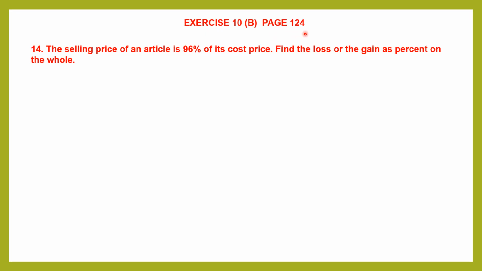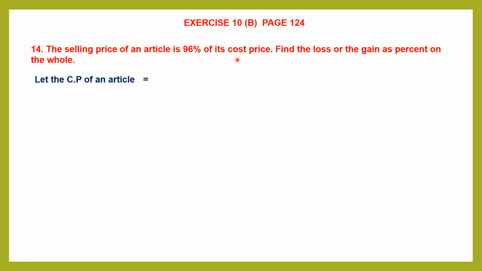Page number 124. Question 14. The selling price of an article is 96% of its cost price. Find the loss or the gain as percent on the whole. So here we are told the selling price of an article is 96% of its cost price, but we don't know what the cost price is also, isn't it?